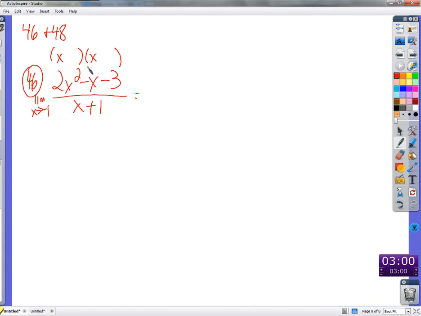But right now all we get is an x squared. We need to get what? 2x squared. How do we change it? Put a 2 in front of either one. Put one right there. So now we get a 2x squared. That's good. Okay, that's taken care of.